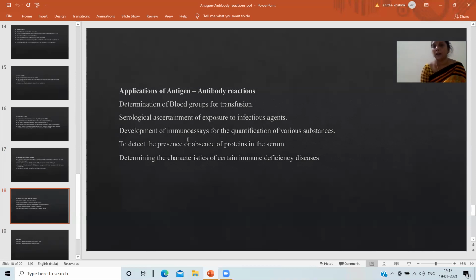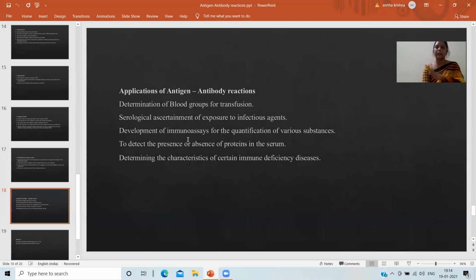Along with that, you have serological evidence for infection. To identify infectious agents, you go for blood tests using antigen antibody reactions. Then there is the development of immunoassays for the quantification of various substances, like whether a particular antigen or antibody is present in the given sample, and if present, what its quantity is. They are also used to detect the presence or absence of proteins in the serum, and in determining the characteristics of certain immune deficiency diseases. So to diagnose certain diseases also, you use the antigen antibody reactions.